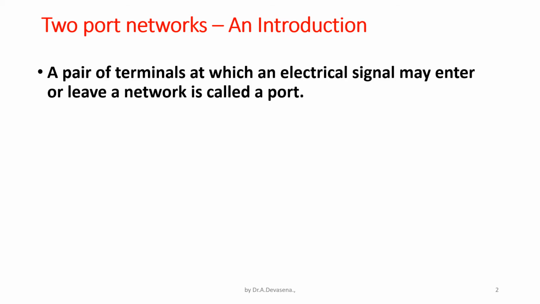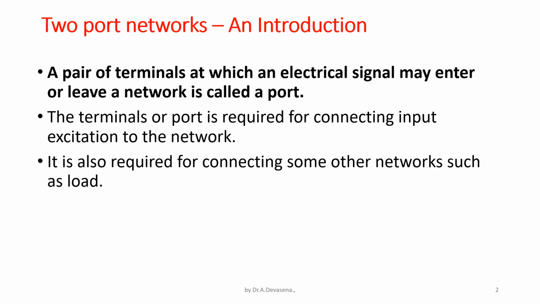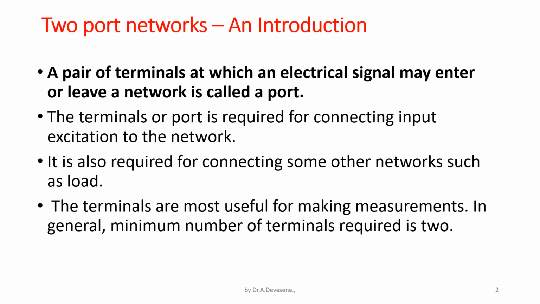A pair of terminals at which an electrical signal may enter or leave a network is called a port. The terminals or port is required for connecting input excitation to the network. It is also required for connecting some other networks such as load. The terminals are most useful for making measurements. In general, the minimum number of terminals required is 2.